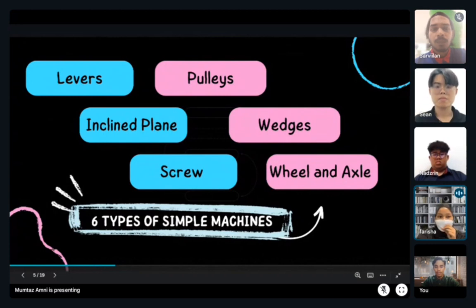Work is defined as a force that can move an object in a direction. With this, it can reduce the amount of effort and force needed because it can manipulate or change the direction of the force, and is easy to understand and operate. I will pass my part to the other presenter.